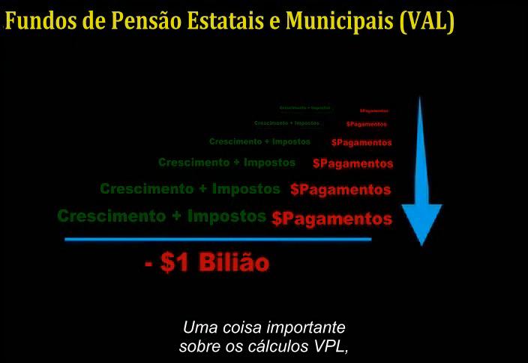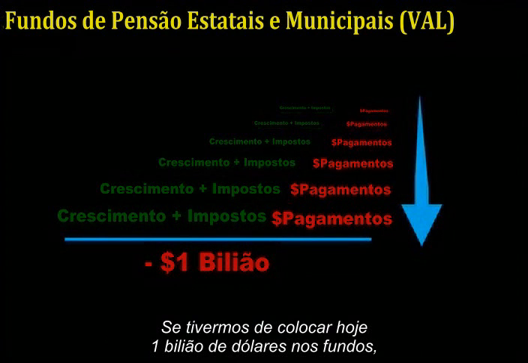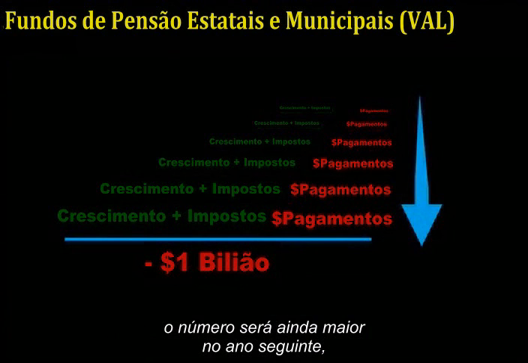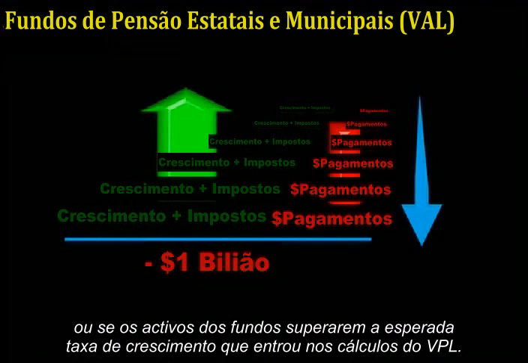An important realization about NPV calculations is that the future has already been largely taken into account, so waiting and hoping for a different future result to emerge pretty much never works. If we have to place $1 trillion in the funds today, but don't do this, next year the number will only be larger. The only way it could be smaller is if fewer people are collecting benefits or the fund's assets outperform the assumed rate of growth that fed the NPV calculation.